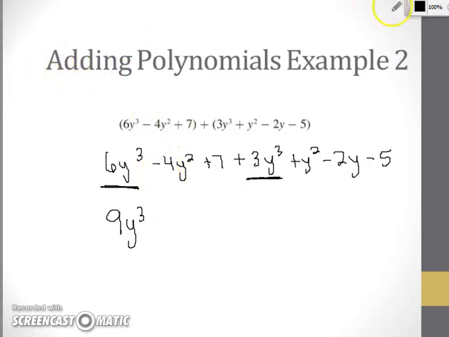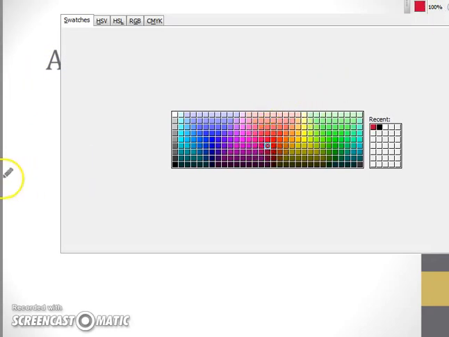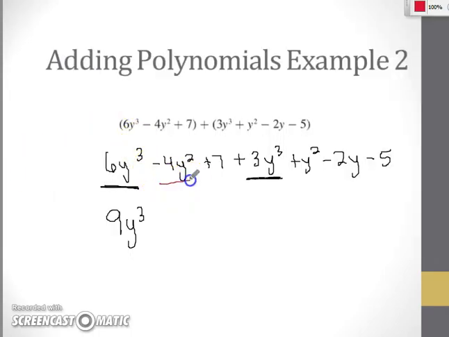I'm going to change colors just to group the different terms. So a minus 4y squared, and we have a plus y squared. Think of this as plus 1y squared. So a negative 4 plus 1 would make that a negative 3y squared.